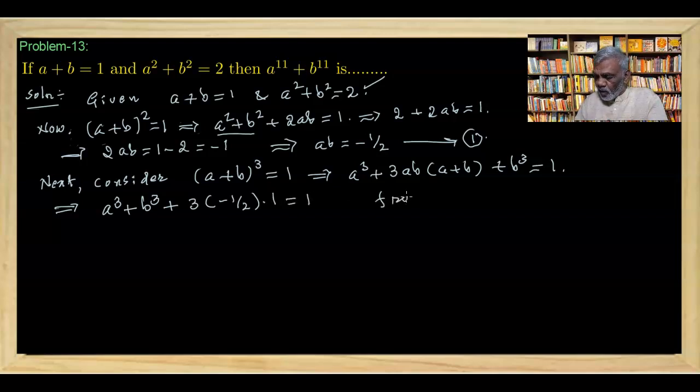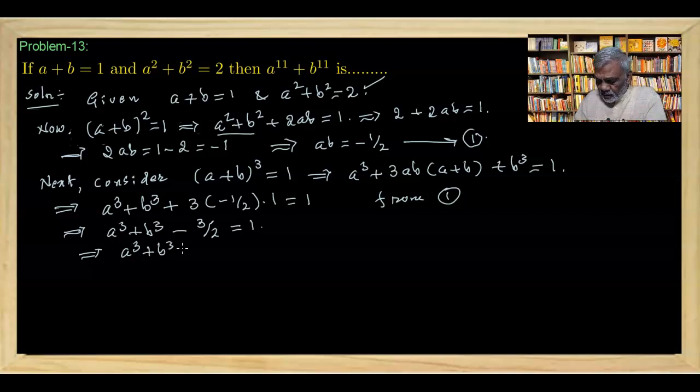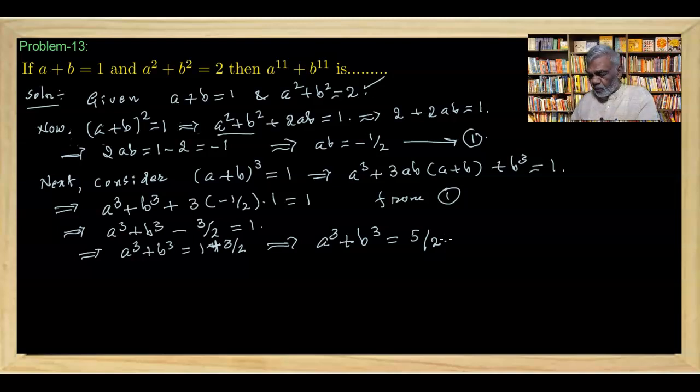This is from 1, because ab equal to minus 1 by 2, and this implies a cube plus b cube minus 3 by 2 is equal to 1, and this gives us a cube plus b cube equal to 1 plus 3 by 2, and that will give a cube plus b cube equal to 5 by 2. A cube plus b cube equal to 5 by 2.